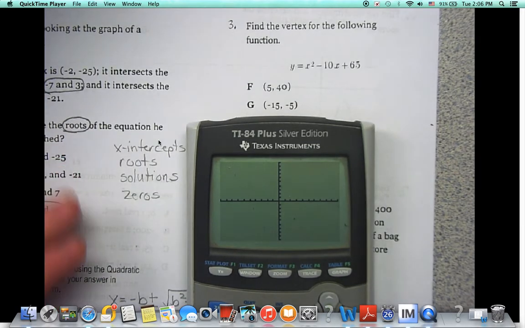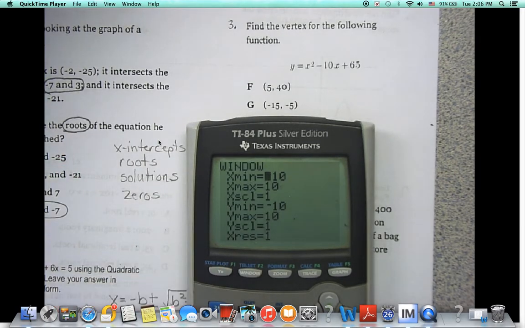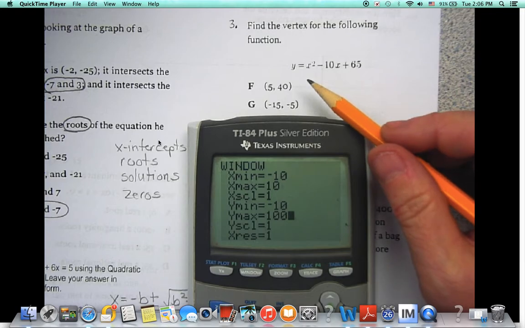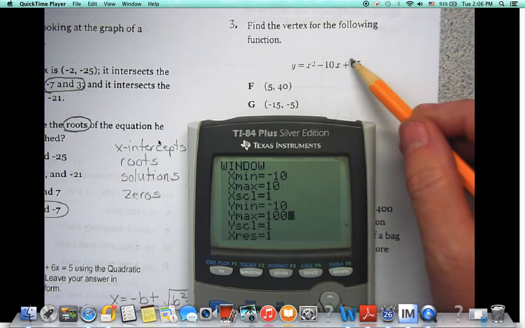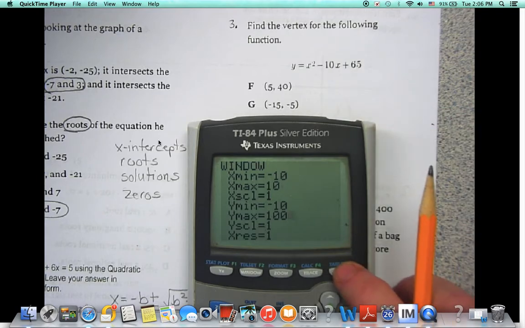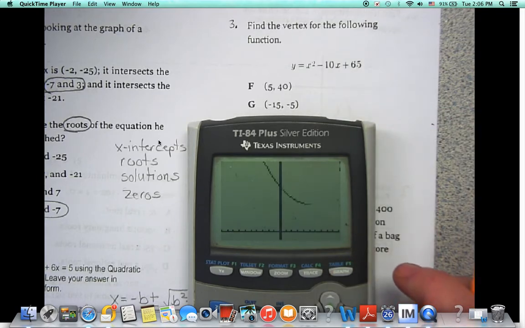Make the y max 100. Why do we want to make y max 100? What tells you to make y max 100 in this equation? The 65. That 65 is the y-intercept. So yes, that tells you that we need to be above 65. So that does pretty good, doesn't it?